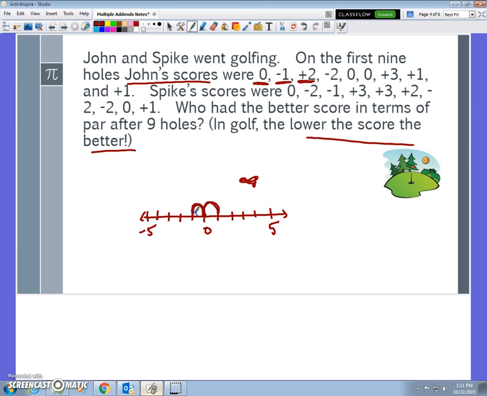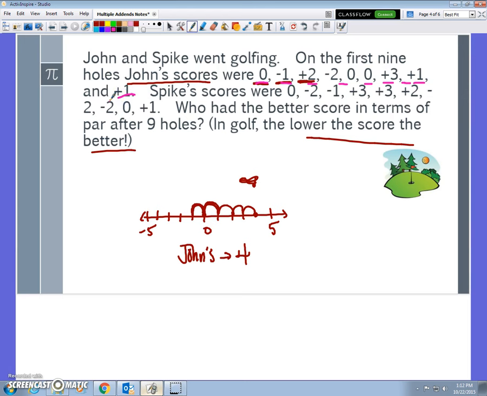Oh, those were additive inverses. And then we're moving 0, we're moving 0, we're moving 3, we're moving 1, and then we're finally moving 1 more. So I ended up with 4. And I'm going to say that was John's score. Was a positive 4. Okay. And now let's look at Spike's score. So I added all these numbers up, and what I decided they were is 4.